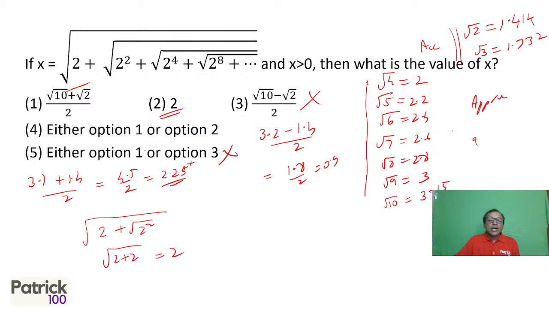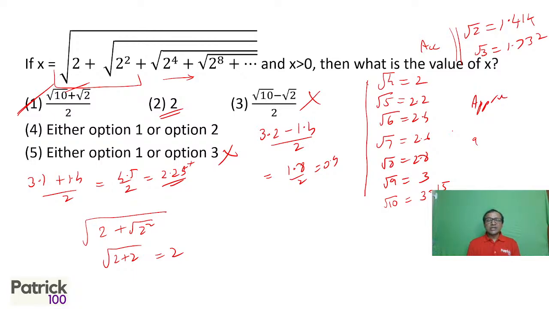I took 2 terms, root of 2 and 2 square, and I got 2 as the answer. If I take more terms, the answer will go above 2. So automatically, 2 cannot be the answer. With more terms I'll get an answer more than 2, so the second option is not possible. So the answer is the first option.